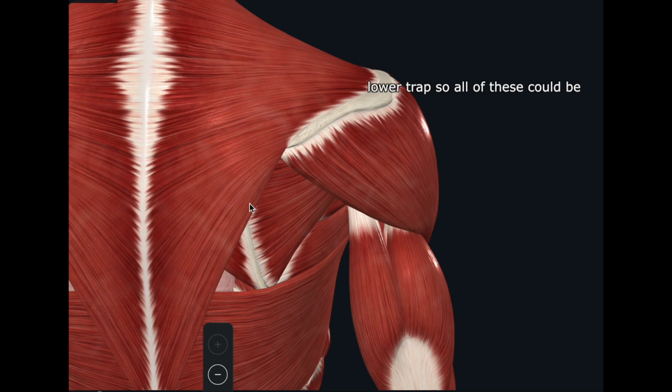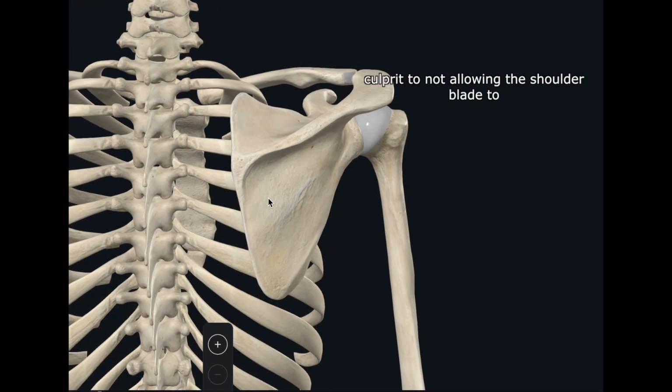So all of these could be culprit to not allowing this shoulder blade to articulate and rotate out in the direction that we want. And in doing so, if this cannot rotate outwards, now this roof or this opening will not be directed towards a vertical position, preventing how much your arm can go up overhead.